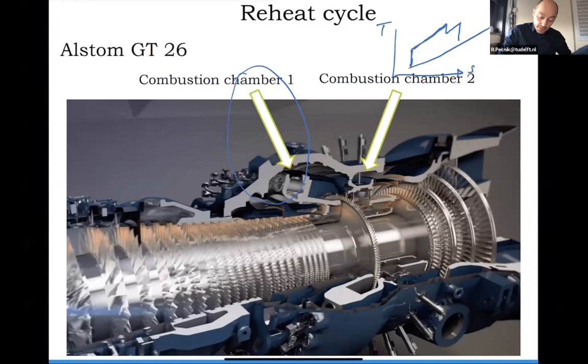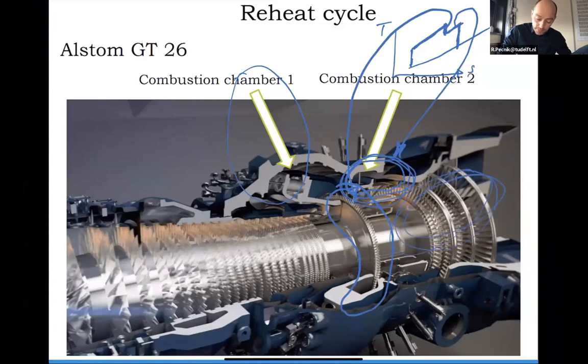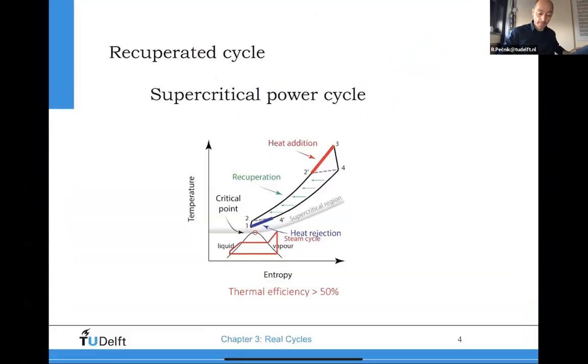In this combustion chamber, you basically add the fuel in this part. Then you expand in the first turbine stage, which is this one here. You can see this turbine, which is this part. And then you have the second combustion chamber, which is this part here. I hope you can see it in this figure. And this part adds heat here. And then you have the final turbine stages, these four or five turbine stages here, where you produce the power to drive the generator. Okay, so this is a reheat cycle.